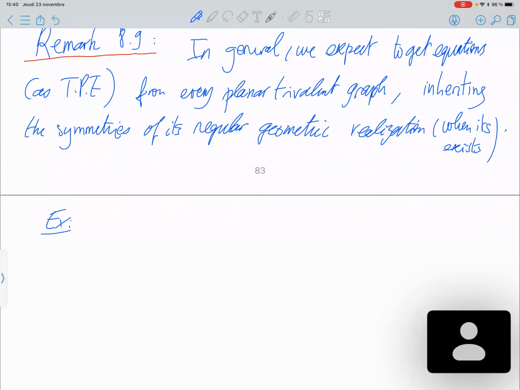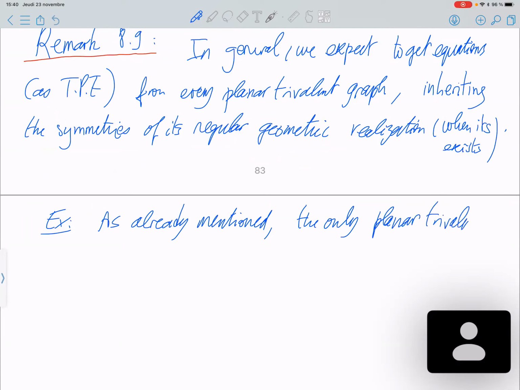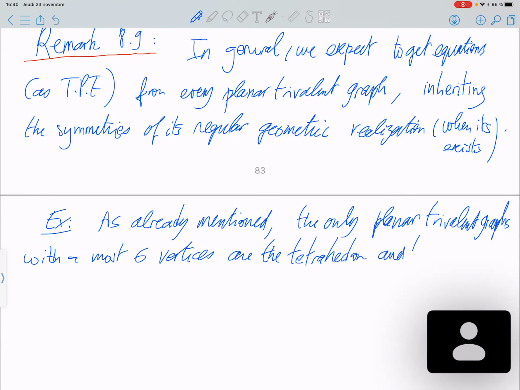Example. As we already mentioned, the only planar trivalent graphs with at most 6 vertices are the tetrahedron and the triangular prism graph.